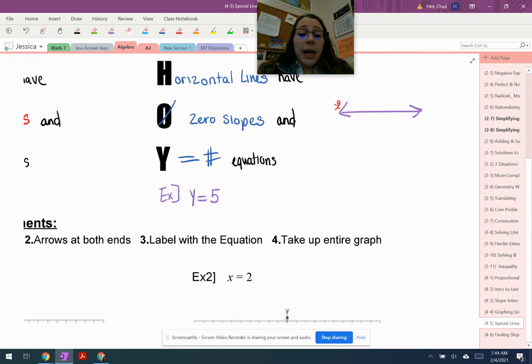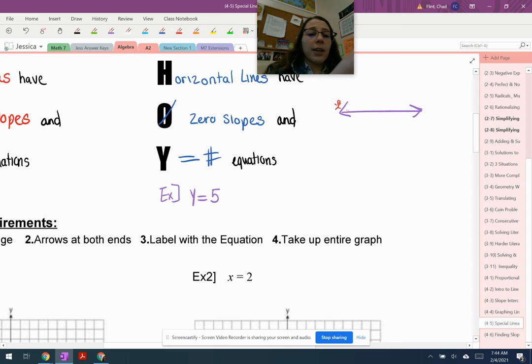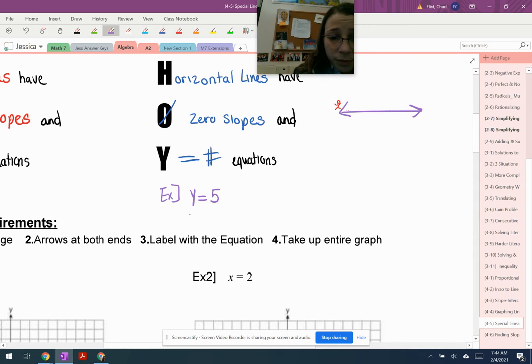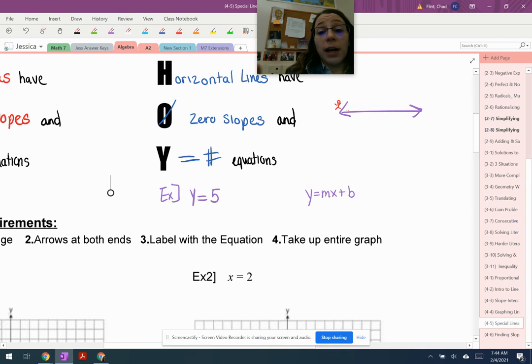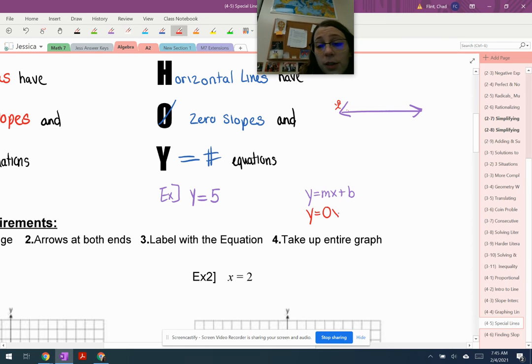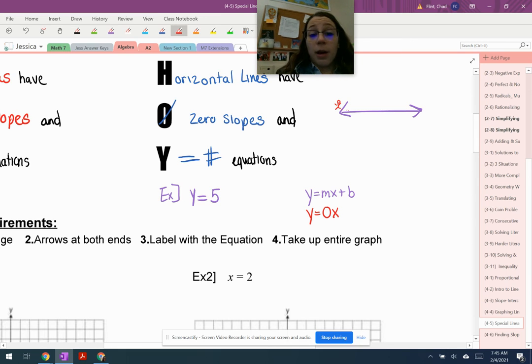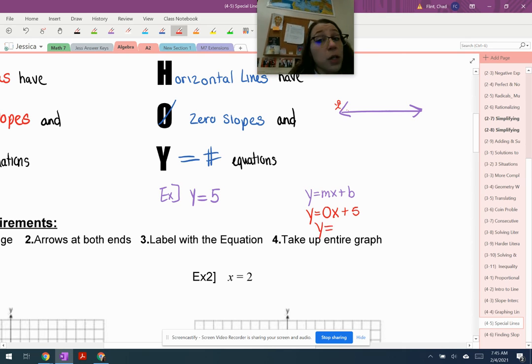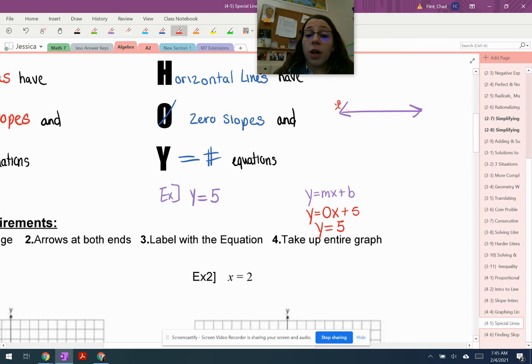And that makes sense because if there was an x, well, actually, let's think about this for a second. If I go back to that equation, y equals mx plus b, the m in a horizontal line is what? We just said that the slope of a horizontal line is 0. So if I plug in that 0 there, y equals 0x plus b, that would be my 5. Well, what is 0 times x? When I take 0 and multiply it by x, that just gives me 0, plus 5, which is just 5, which is where that equation comes from.